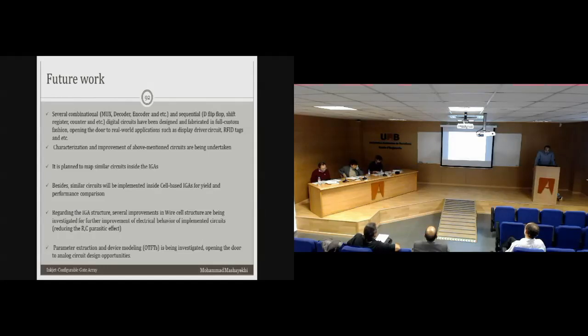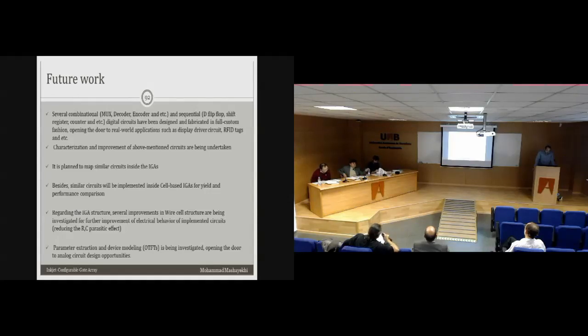And as a future work, the characterization and improvement of those circuits are being undertaken. It is planned to map the similar circuits inside the gate arrays. And these circuits are also going to be mapped into cell-based IGA to compare the results.